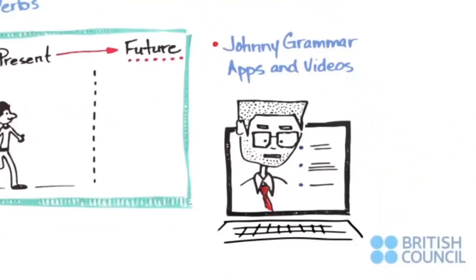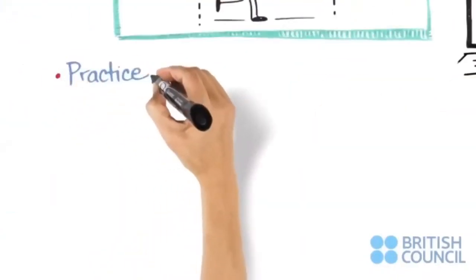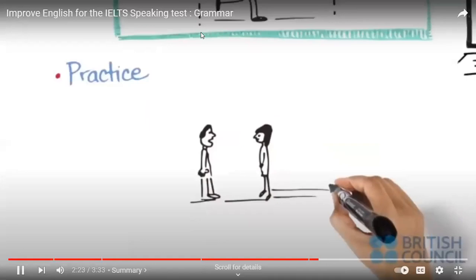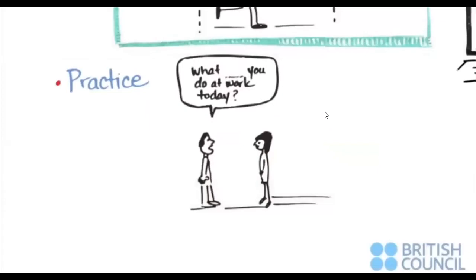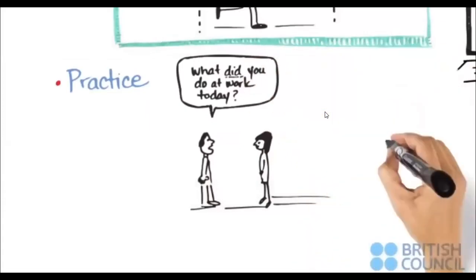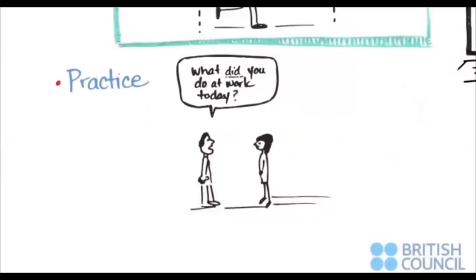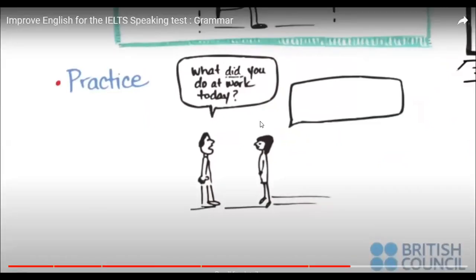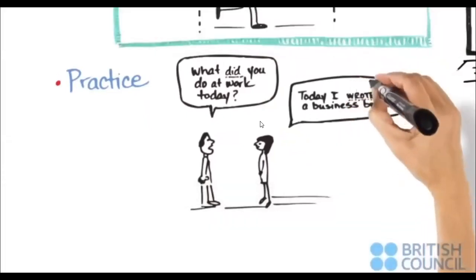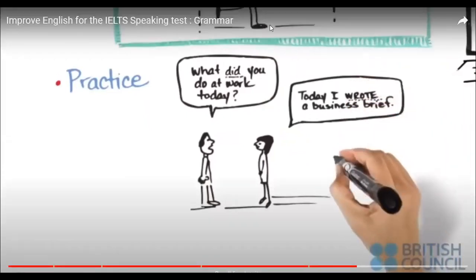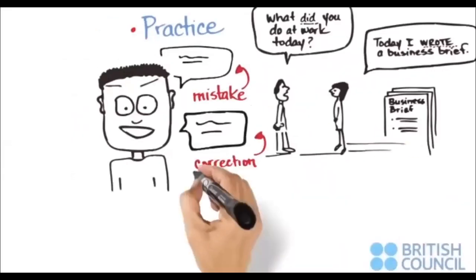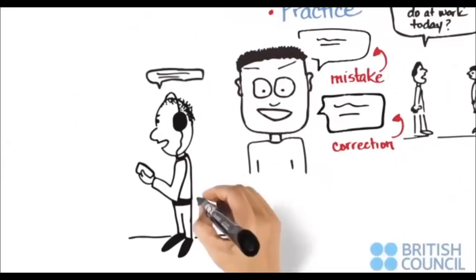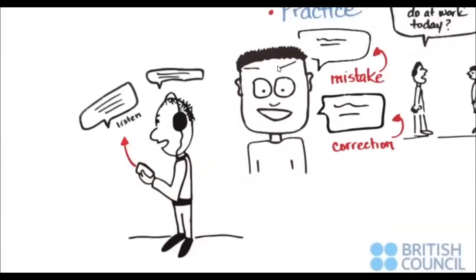Practice. Particularly think about the tenses you use. Ensure these relate to the questions. If the question asked is, "What did you do at work today?" the main word here is did, which is in the past tense, so your answer should be in the past tense too. For example, today I wrote a business brief. Don't worry if you realize you've made a mistake. It's okay to correct yourself. Record yourself speaking and listen to identify errors.